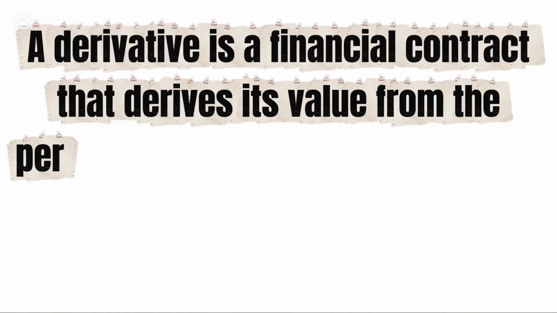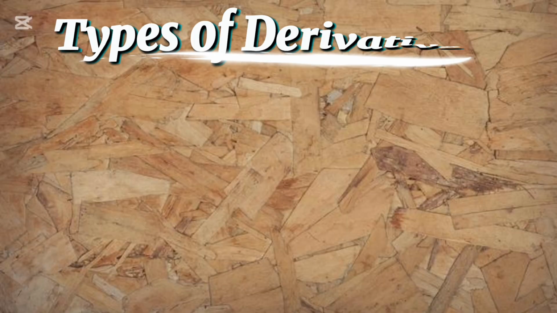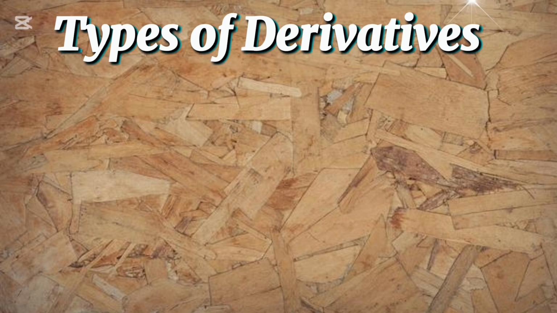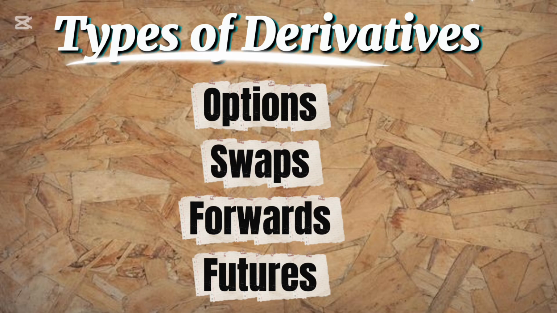A derivative is a financial contract that derives its value from the performance of another underlying asset. Those assets can be commodities, stocks, or a market index. We will focus more on derivatives deriving their value from the performance of stocks or shares. We have four main types of derivatives: options, swaps, forwards, and futures. Today we are going to focus more on futures. Remember, you can trade futures in the Nairobi Securities Exchange.